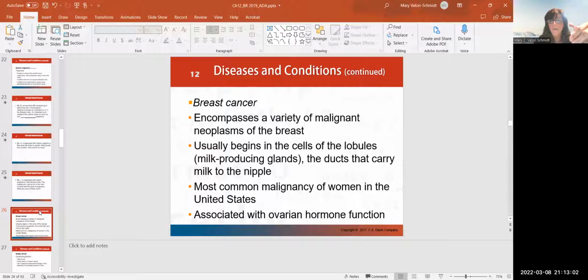When they say associated with ovarian hormone function, what they mean is most, but not all, breast cancers are fueled by estrogen, which is an ovarian hormone, right? But not all of them.